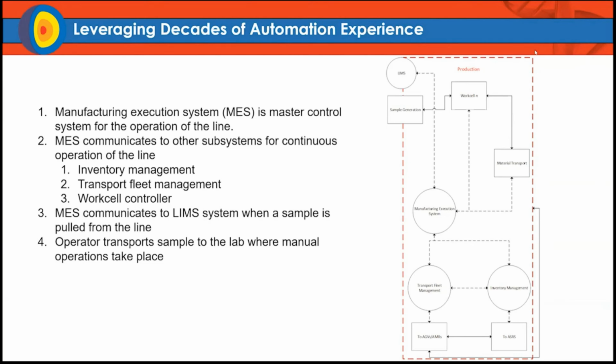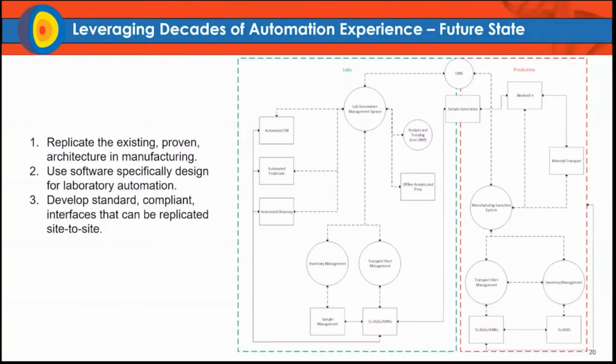Directly, the MES needs to be able to communicate with individual work cells and the material transport systems connecting them. At the time a sample is generated, the MES needs some sort of way to interface to our LIMS system so that it can generate the appropriate sample ID for that sample. So of course, it would make sense to leverage our decades of experience when it comes to developing automation architecture for lab automation as well.